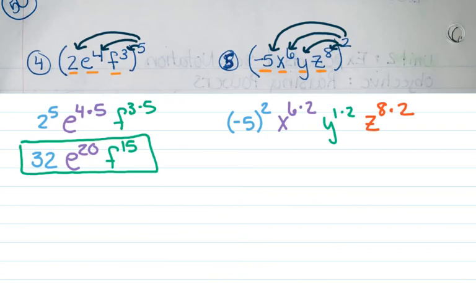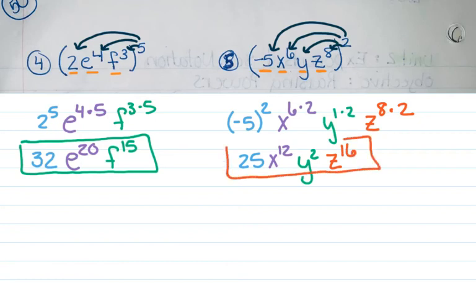Okay, I put that negative 5 in parentheses so you remember to square the negative, because this is going to turn the answer positive. So this is a 25, x to the 12, y squared, z to the 16. It's a good idea to color code those bases to help you see that.